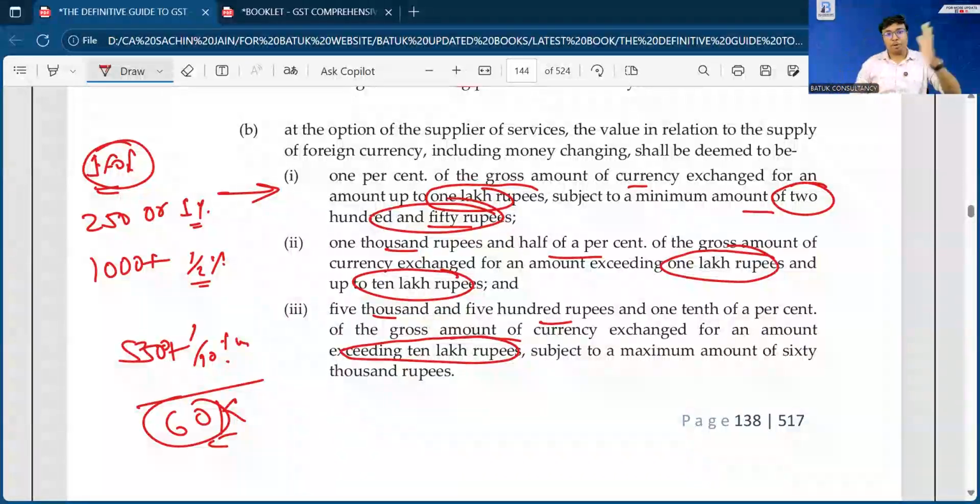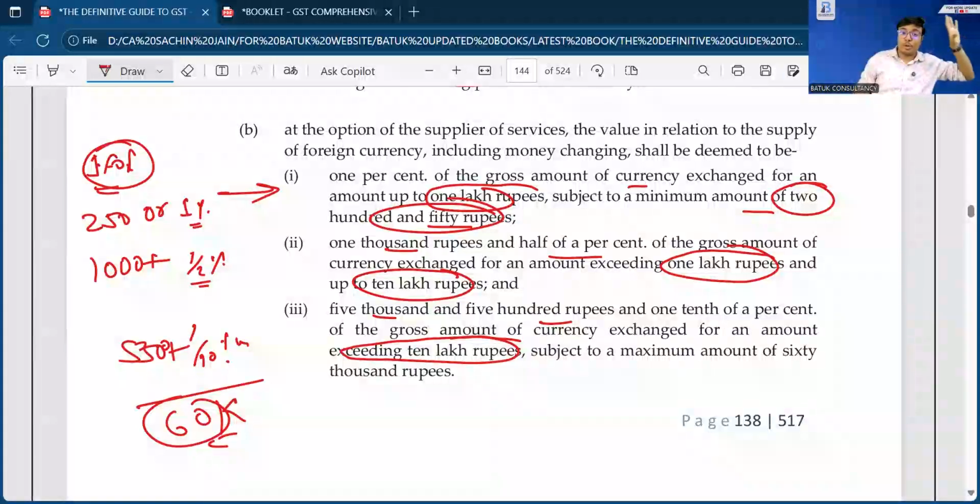First point, up to 1 lakh rupees. In that case, minimum 250 rupees or 1% of the gross currency exchanged. If the amount is more than 1 lakh up to 10 lakh rupees, in that case 1000 plus 1/2 percentage of the gross currency exchanged. Third situation, if the amount is more than 10 lakh rupees, in that case 5500 plus 1/10 of the percentage of the gross currency exchanged will be treated as the value of supply. This is the optional scheme.